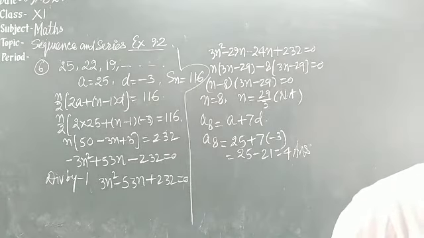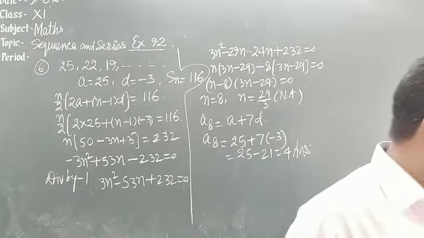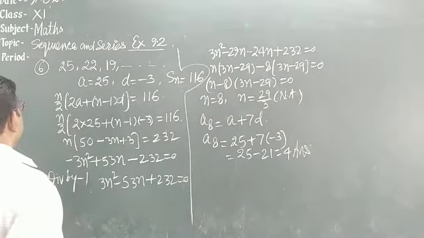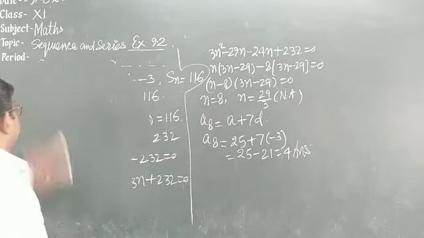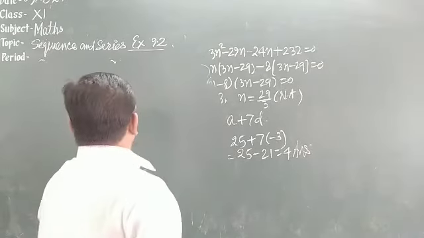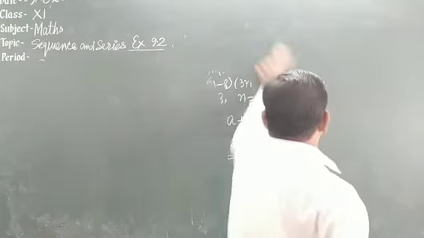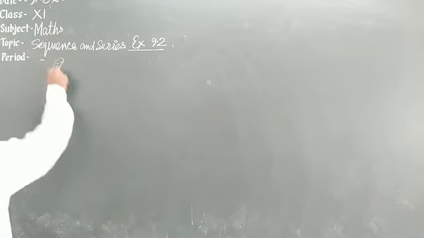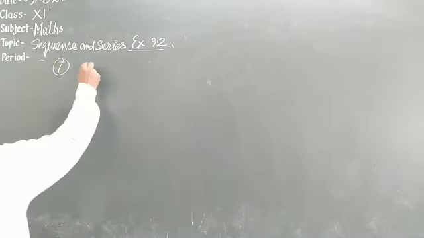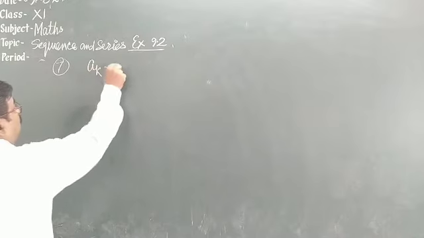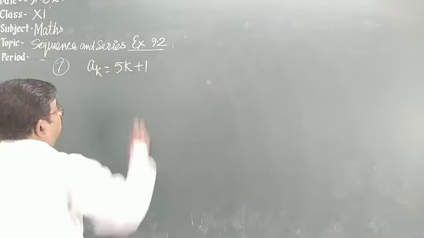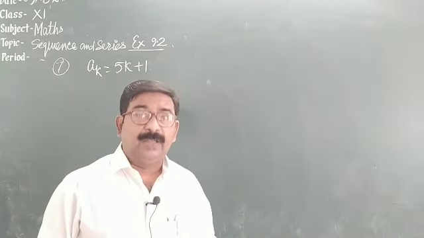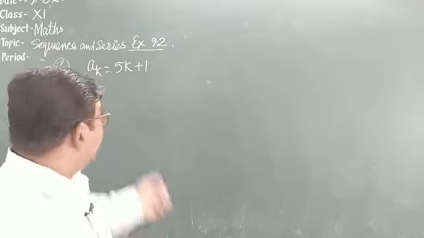Question number 7. Find the sum to n terms of an AP whose kth term is 5k plus 1. It is a very simple question. We are given ak is equal to 5k plus 1. We have to find the sum of n terms. To find the sum of n terms, we need a, we need d, we need n. So we can find it from here.